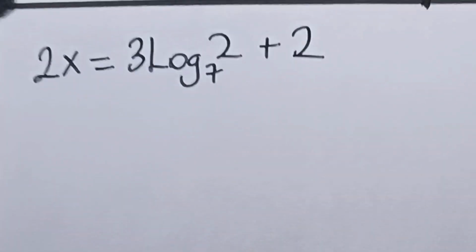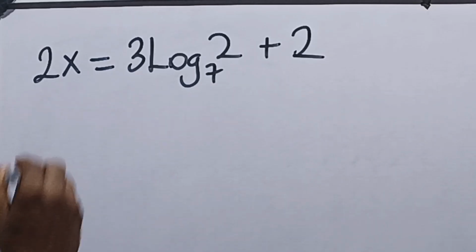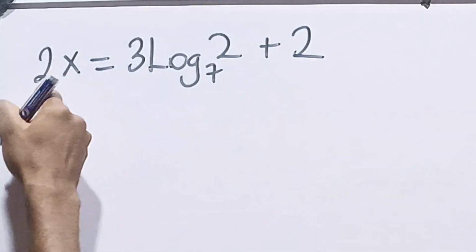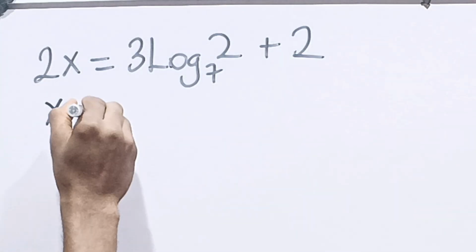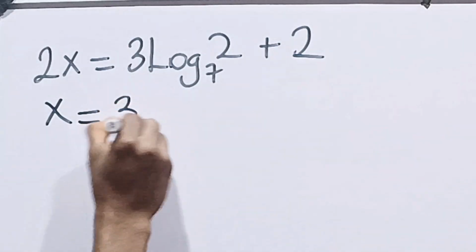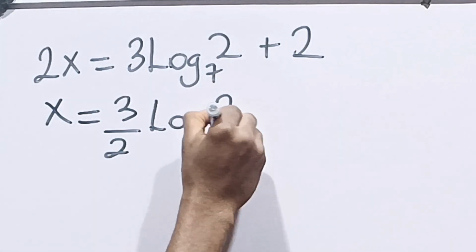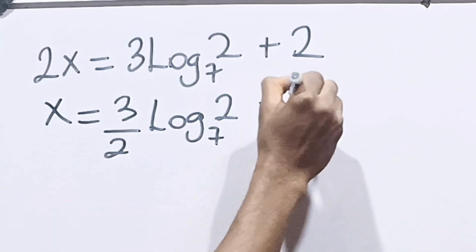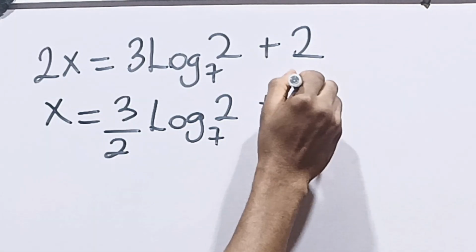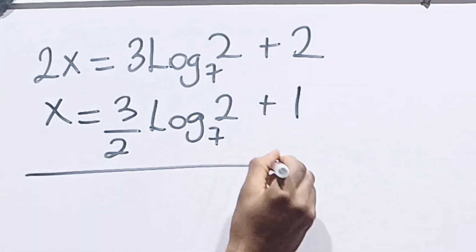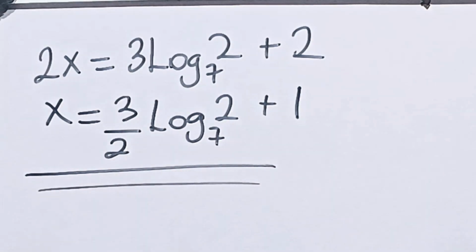Okay? Now moving on from here, we can now say that let's divide each term by 2. So that we have that our x here, because 2 divided by 2 is x, is equal to 3 over 2 times logarithm of 2 to base 7 plus 2 over 2, which is 1. Okay? So this now becomes the final answer for this question.